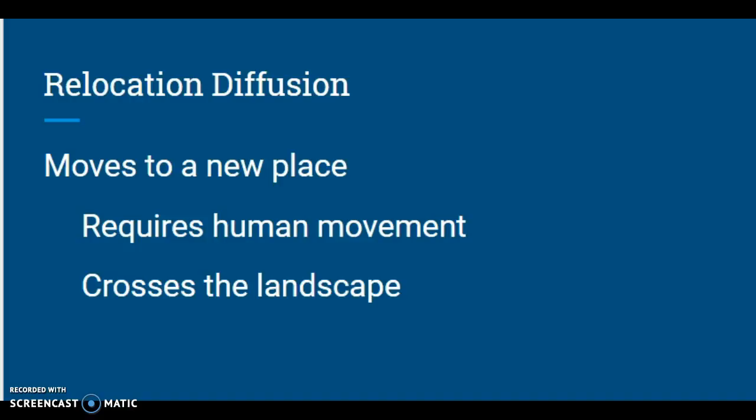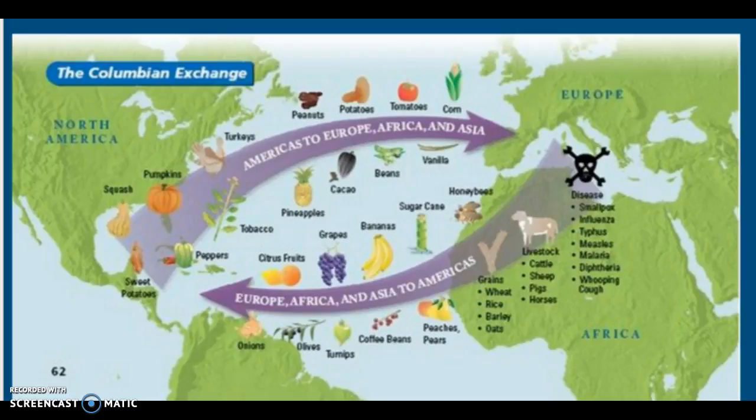Remember, as human geographers, we're still thinking about the question of where things are and why they're there. And as we see globalization and ideas spreading around the world, diffusion helps us get a sense of how that movement occurs. A perfect example of relocation diffusion you can see in this graphic right here.